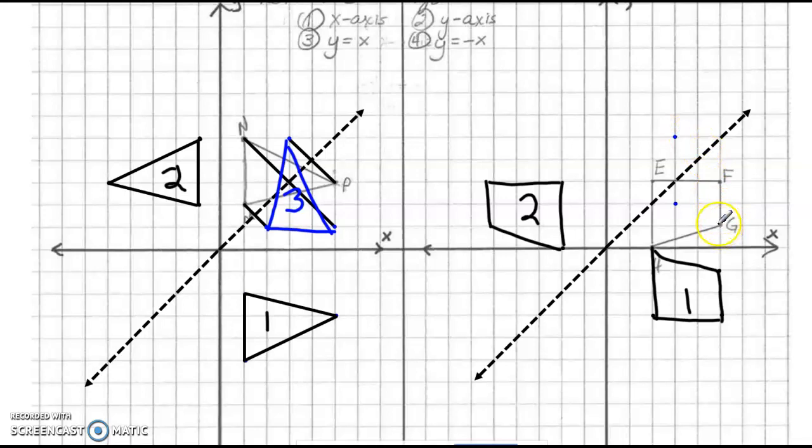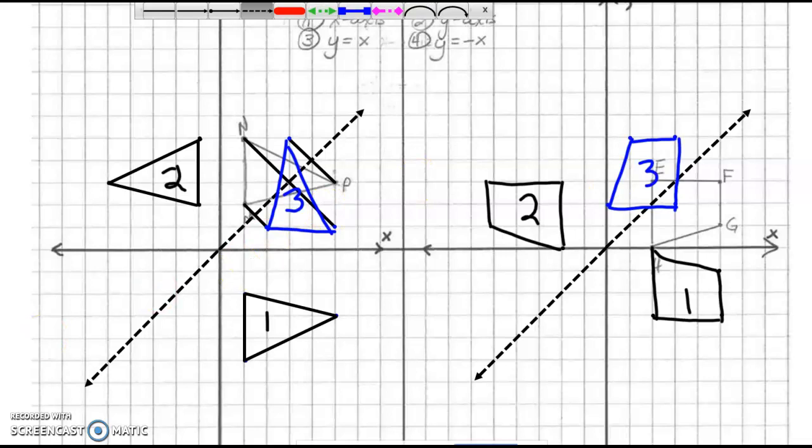G, diagonally to get to the dashed line, I go through 1, 2 squares, so I need to go diagonally through 2 squares on the other side of that dashed line. 1, 2, and there's my point G prime. H, I go through diagonally 1 square to get to the dashed line, so I'm going to go through 1 square diagonally to get to the other point, H prime. And then I will connect those 4 to give me the reflection of that figure over the line y equals x.